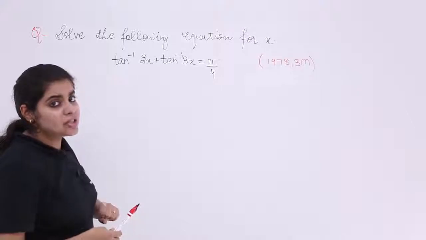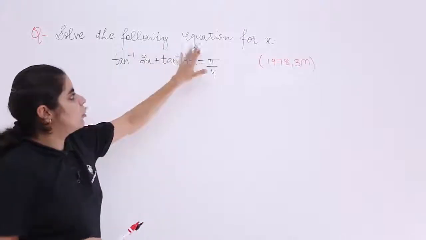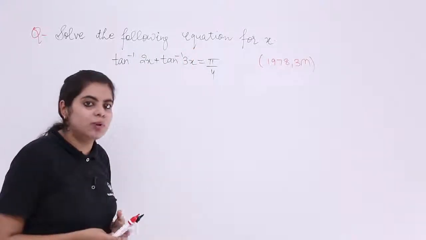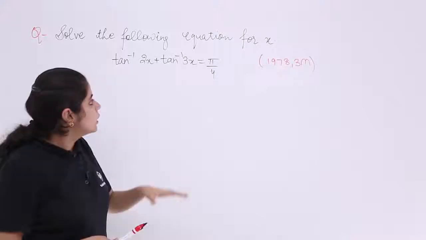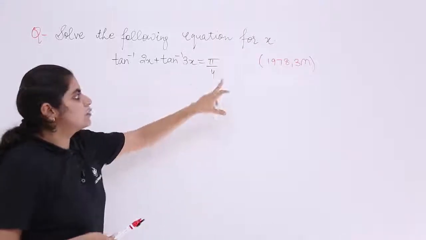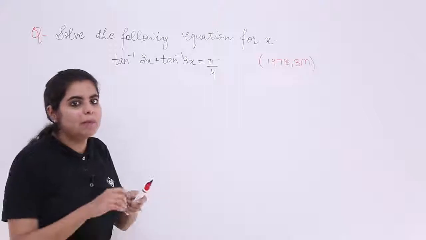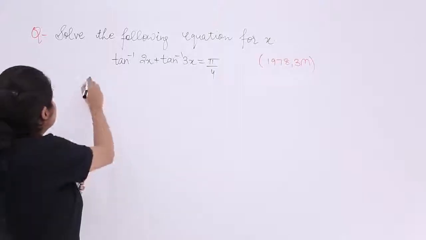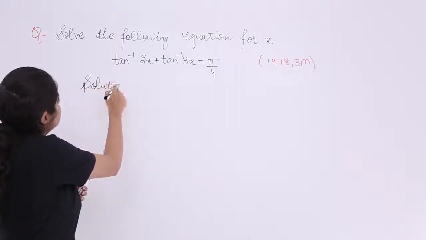So, what is the question? It is simply: solve the following. Because it was a subjective question, there were no options given. The question is tan inverse 2x plus tan inverse 3x is equal to pi by 4. Let's see how to solve it. I'll be writing the heading as solution.